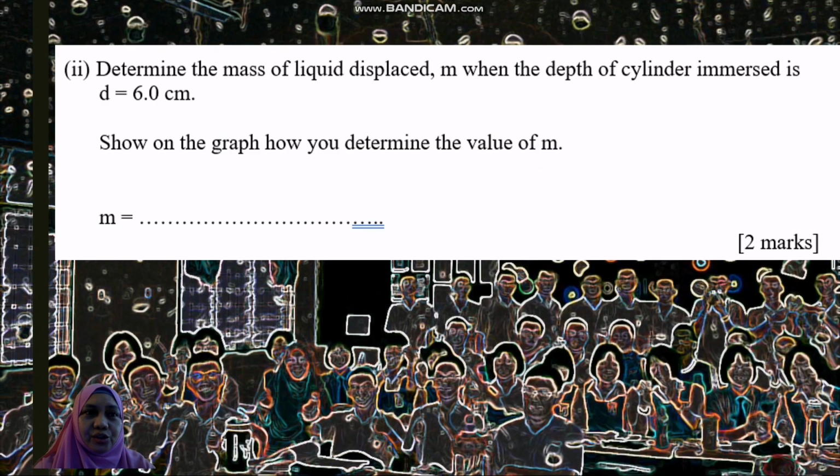Moving to the next question. Determine the mass of liquid displaced M when the depth of cylinder immersed is D, 6 cm. Show on the graph how you determine the value of M.